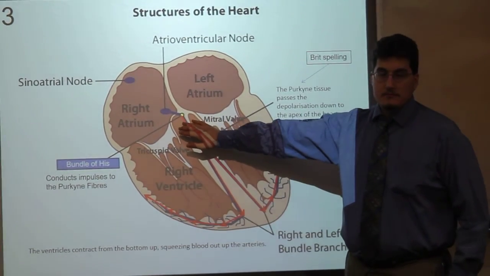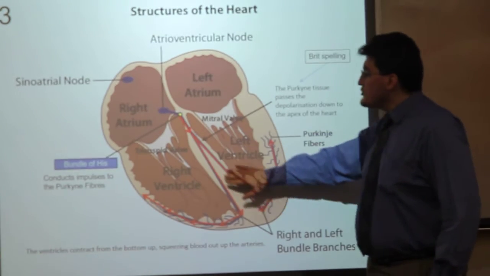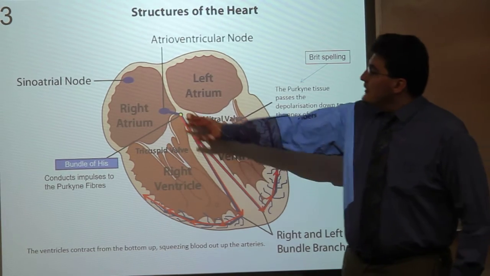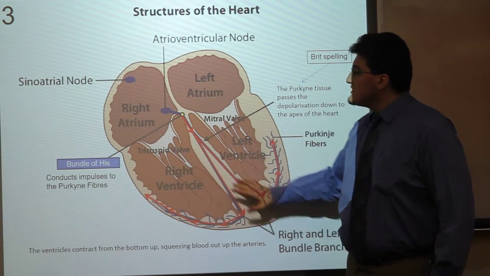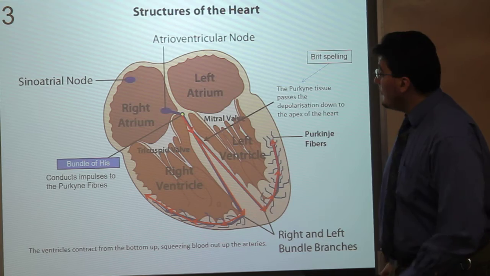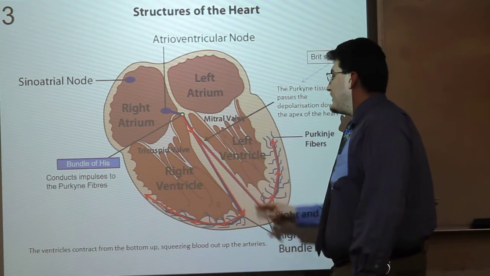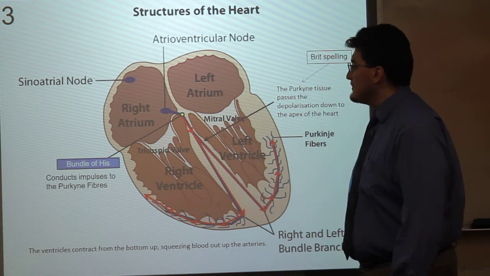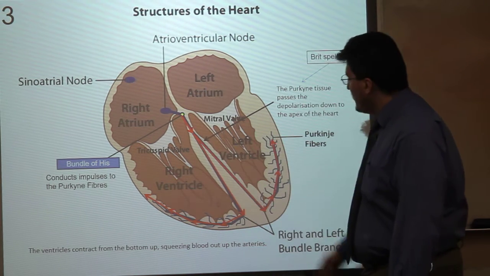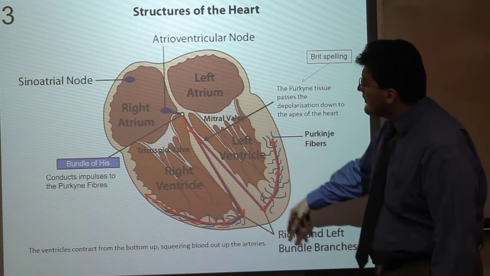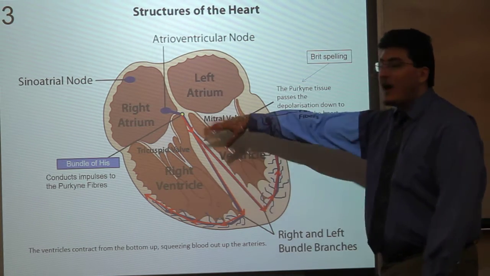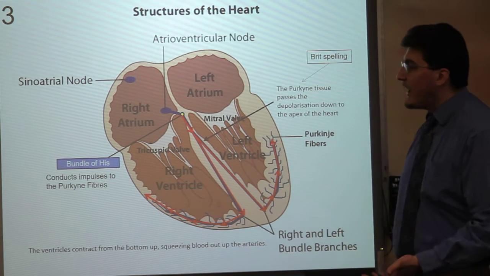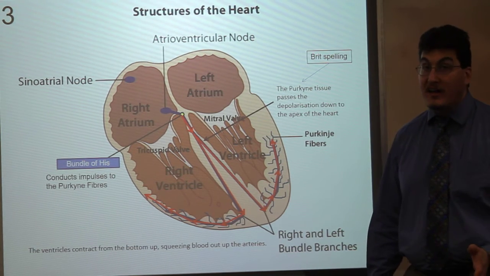down the interventricular septum. The interventricular septum here is already diverging into the right and left bundle branches. So the right and left bundle branches are here and here. So this is Purkinje tissue, as the British call it. I call it Purkinje fibers, and I will call it Purkinje fibers until the day I die.